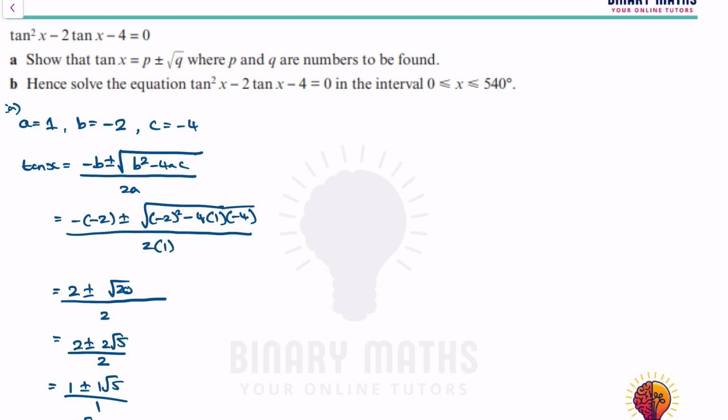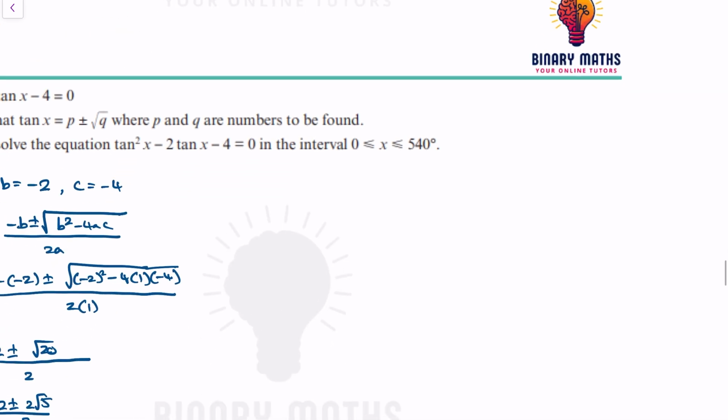So therefore, tan x is equal to 1 plus or minus root 5. So in this case, your p is equal to 1 and your q is equal to 5. So that was part a done.